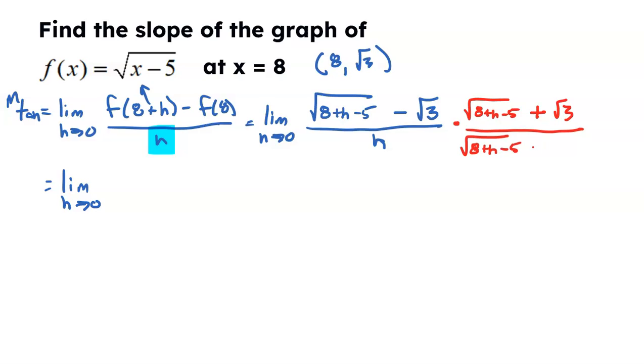So essentially, I'm multiplying by 1. Now, a really weird way of looking at 1, but anytime your numerator and denominator match up, it's 1. So I'm multiplying both the top and the bottom by the conjugate.